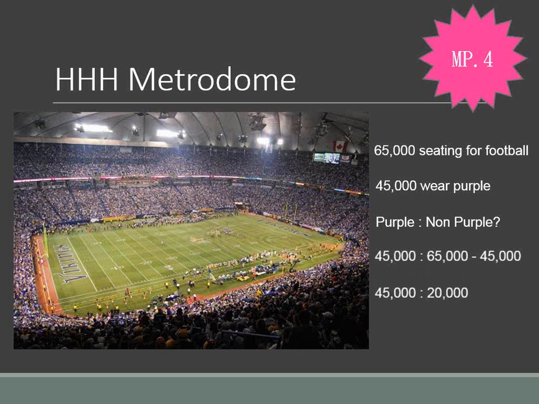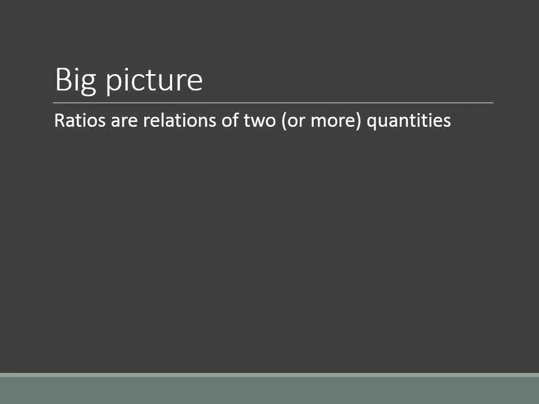And when we're done with the ratio, if possible, we should reduce it. Because trying to imagine or see 20,000 people, that's a lot of people. But if we divide both of those by 5,000, a common factor, we can see that there are 9 people wearing purple for every 4 people that are not wearing purple. So in ratios, just in the big picture, it's a relationship of 2 or more quantities. Most of the time we're only going to be dealing with 2, and on the GED test I think they're only going to deal with 2.